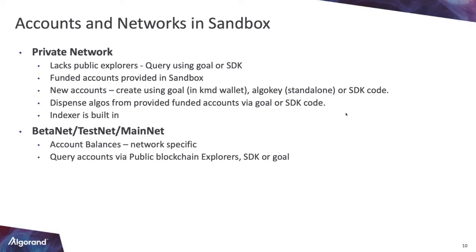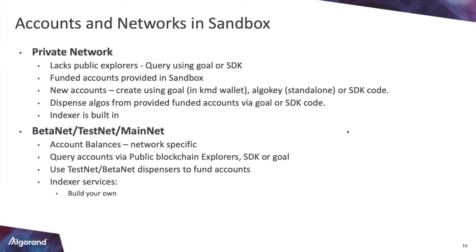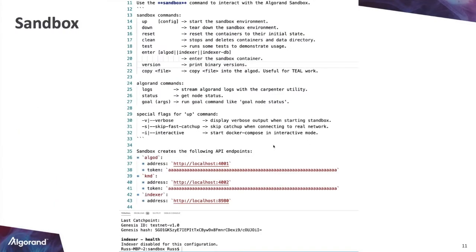And then you can also query accounts with public blockchain explorers, SDKs, or Goal. You can use the TestNet and BetaNet dispensers to fund accounts, and indexer services are available through either building your own or through a couple of API service providers in the way of PureStake or AlgoExplorer. So that is, in a nutshell, what you have and don't have and the benefits of each in the environments in Sandbox. So very easy. You bring it up and then you're ready to go, and it gives you information on the address and tokens that you would need in all the different environments.